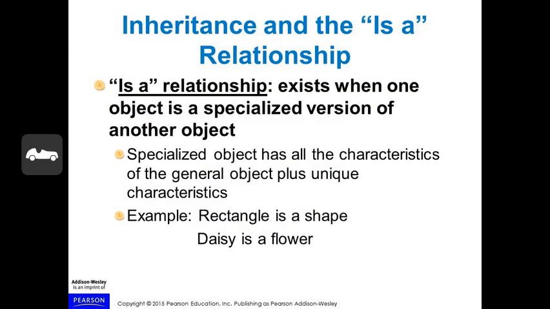Inheritance is actually an is-a relationship. So when an object is a specialized version of another object, there exists this is-a relationship between them. For example, a poodle is a dog, a car is a vehicle, a flower is a plant, a rectangle is a shape, and a daisy is a flower. So the specialized object has all the characteristics of the general object plus its own unique characteristics.